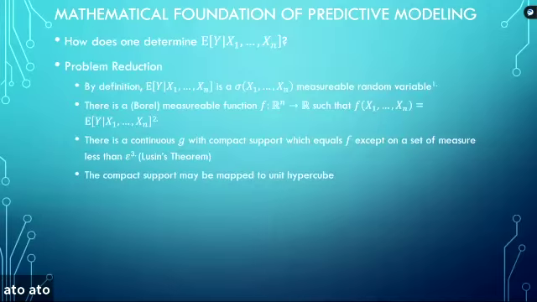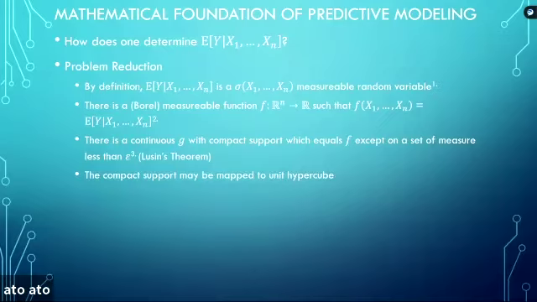Okay. So what were the steps? Step 1, math formalizes your intuition. What you're really doing when you're doing data science, for the most part, is trying to estimate the conditional expectation. The conditional expectation is a measurable random variable. That measurable random variable can be approximated to any degree of accuracy with a continuous function.